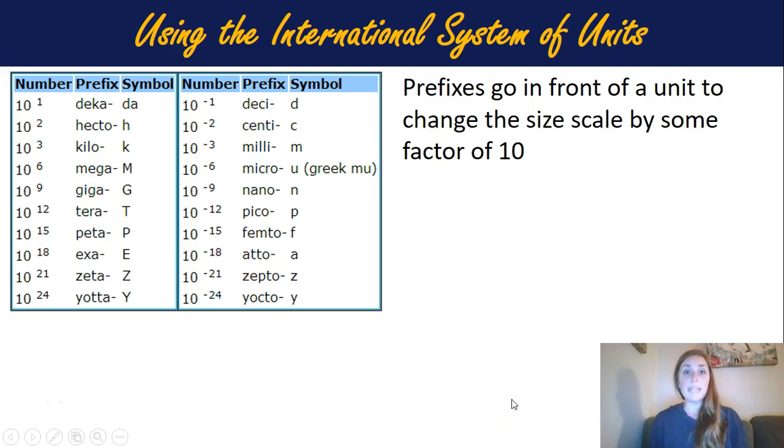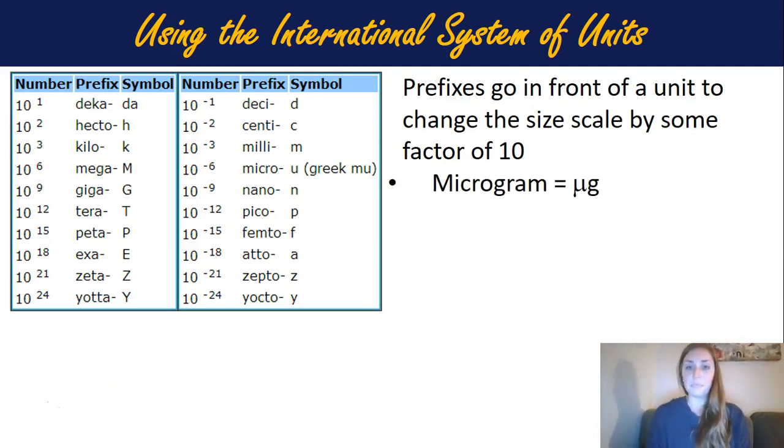All right, to finish this up, in the International System of Units, we have these things called prefixes. Pre means in front of. So it literally goes in front of the word and it changes the scale by a factor of 10. Here are the prefixes that you want to become familiar with.